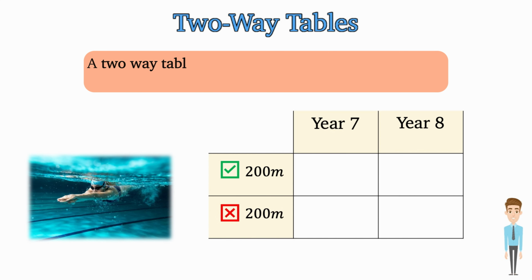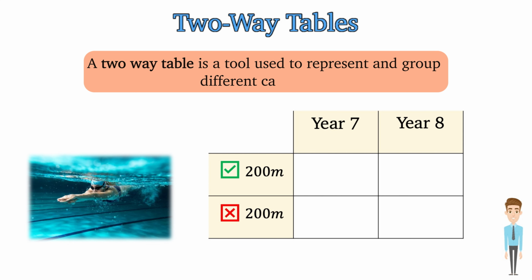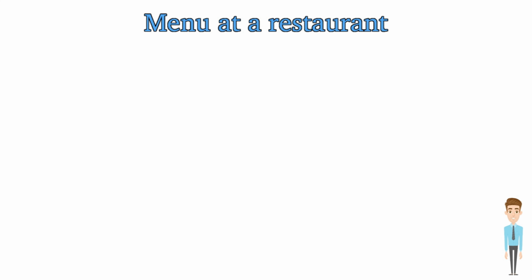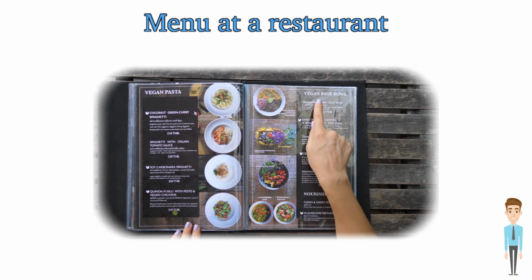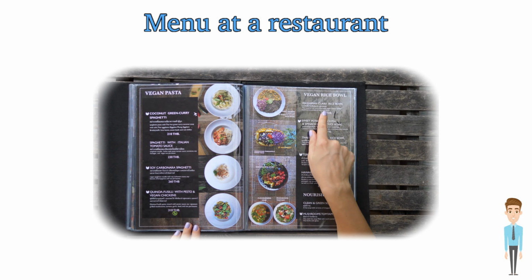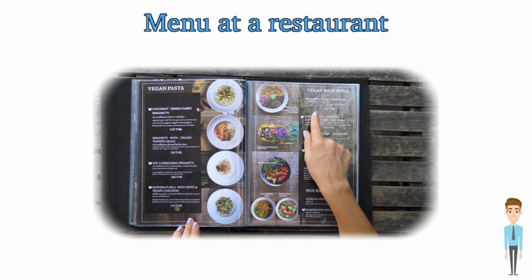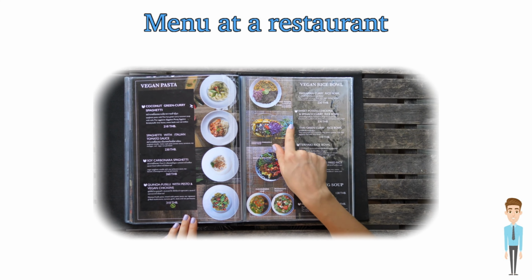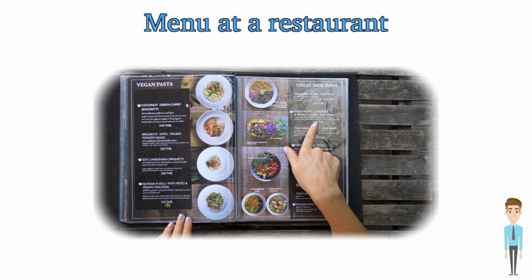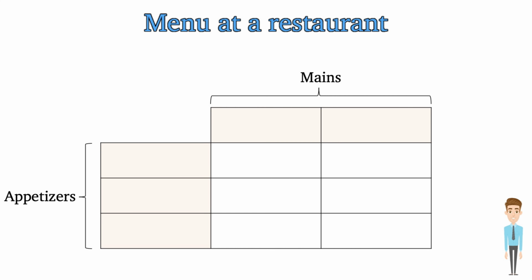A two-way table is a tool used to represent and group different categories. The best way to understand two-way tables is to think of them exactly like a menu at a restaurant. A menu shows various dishes and their combinations, while a two-way table organizes data about different categories and shows their intersections. Imagine you're at a restaurant and the menu has different appetizers and main courses.